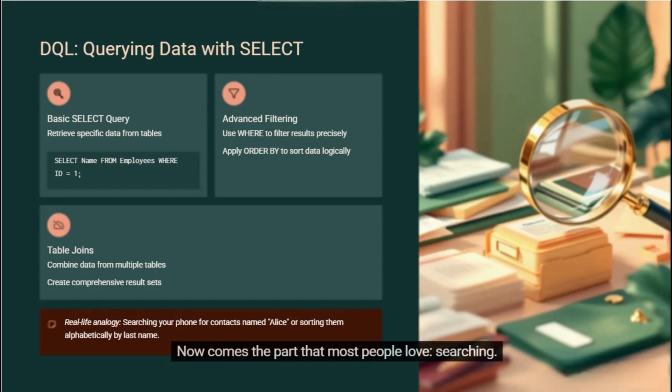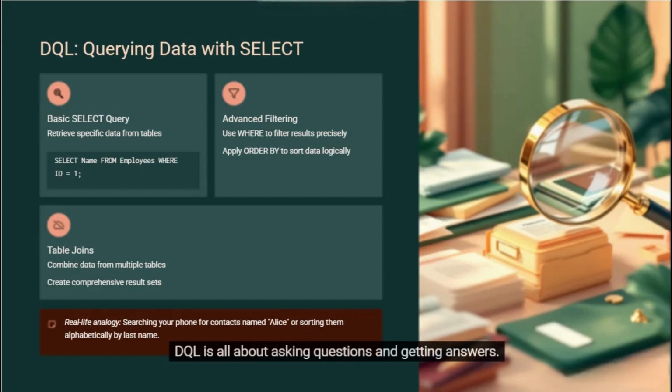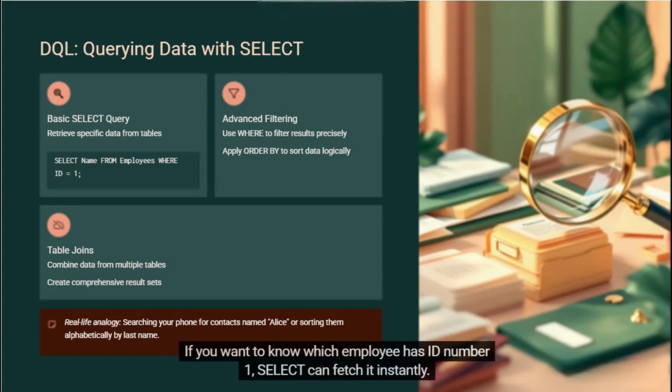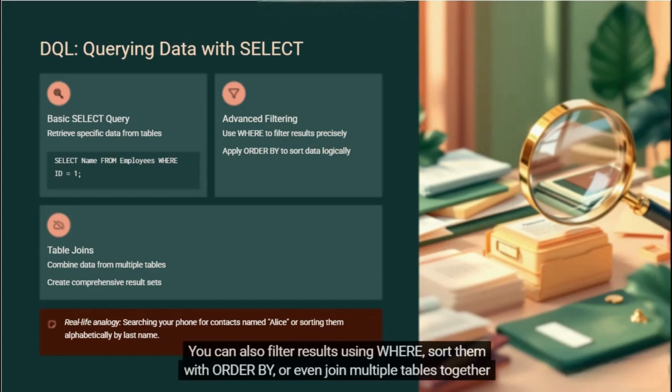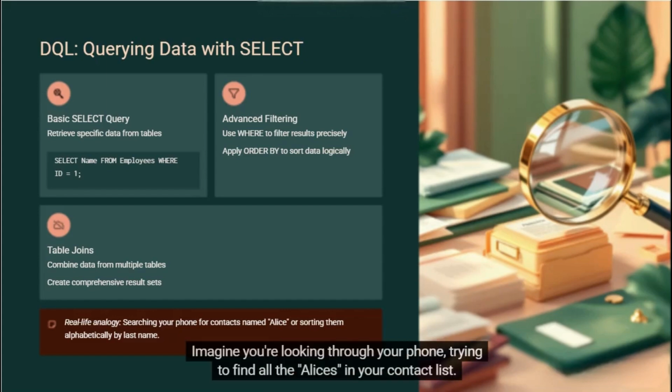Now comes the part that most people love, searching. DQL is all about asking questions and getting answers. The main hero here is the select command. If you want to know which employee has ID number 1, select can fetch it instantly. You can also filter results using where, sort them with order by, or even join multiple tables together like puzzle pieces.